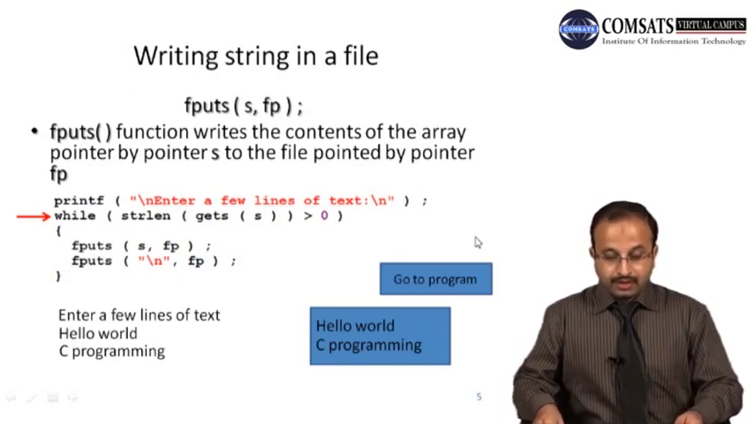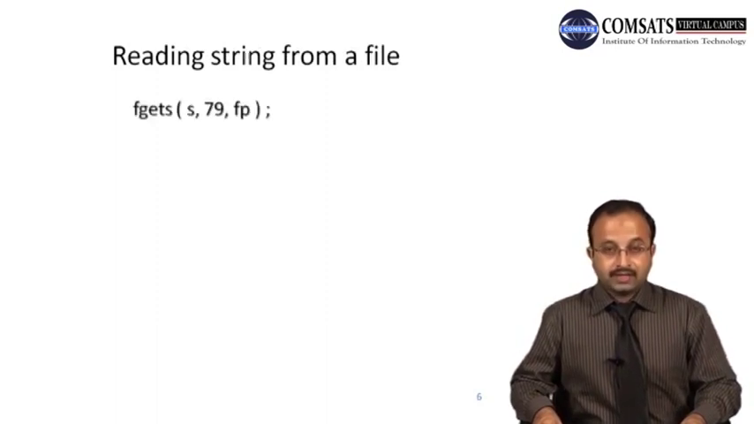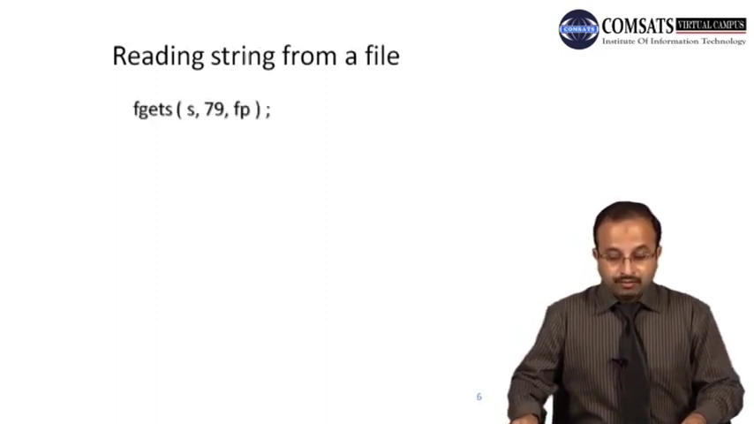Now let's see reading a string, how we can read a string from a file. For reading a string we have the fgets function. It reads the string from fp, how many bytes? 79 bytes, and where to save? Here, at this memory address it will save. So from where to read? The fgets function reads a string from fp whose maximum size is 79 bytes, and it will write at this memory address, that is the address of an array.